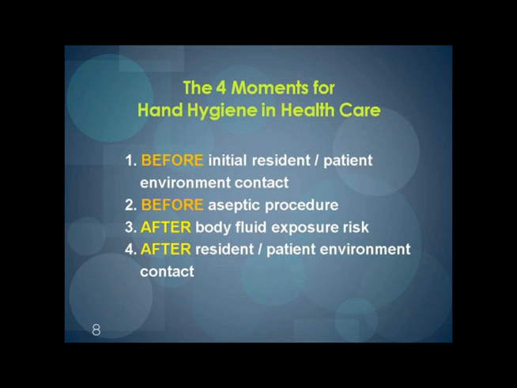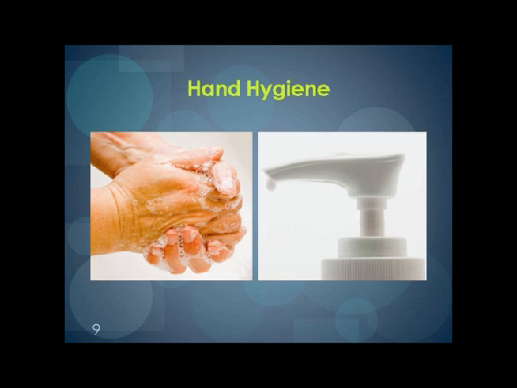First and foremost is proper hand hygiene. Hand hygiene is the single most important procedure in preventing the spread of infection. You'll notice listed in this slide are the 4 moments for hand hygiene in a healthcare setting: before initial patient environment contact, before aseptic procedure, after body fluid exposure risk, and after patient or patient environment contact. Hands should also be cleaned before touching a resident or anything in the resident's environment, for example, their oral hygiene tools. This act protects you as the caregiver and the resident and their environment from germs on your own hands.